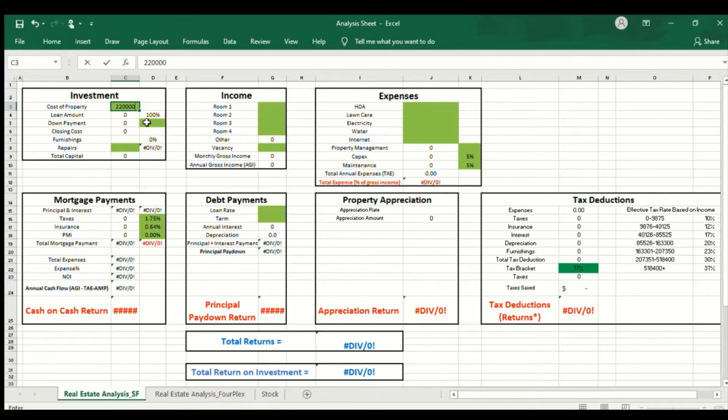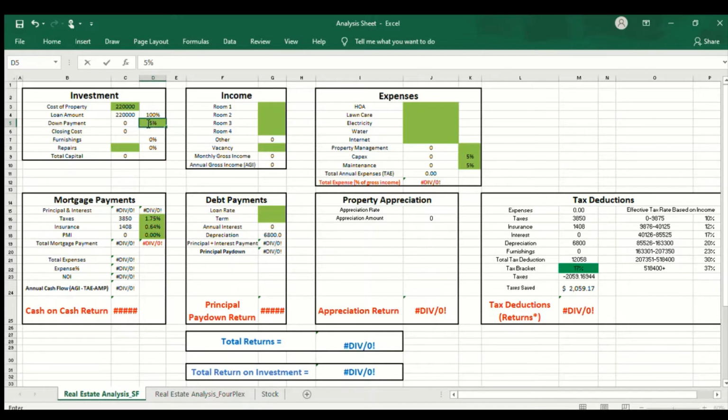For the down payment, you never want to pay cash on an investment property because when you pay cash, you're basically limiting your return on investment, okay? So to maximize your return, you want to put down as low a down payment as possible. I always go with a conventional loan, which allows me to put down as little as 5%. So here, I'm going to put down 5%.